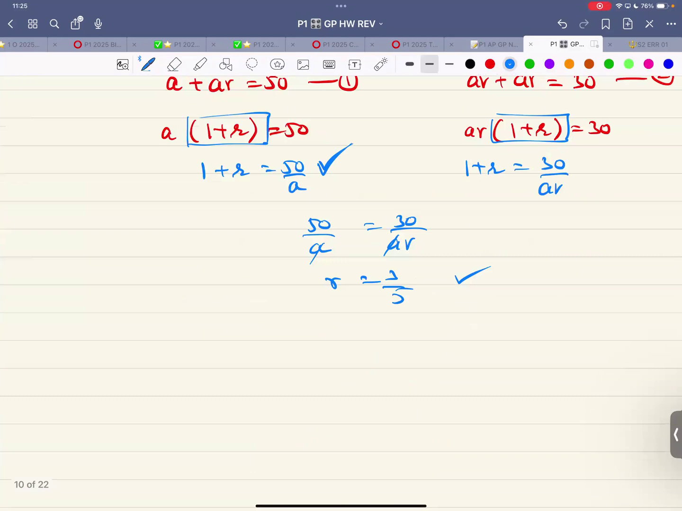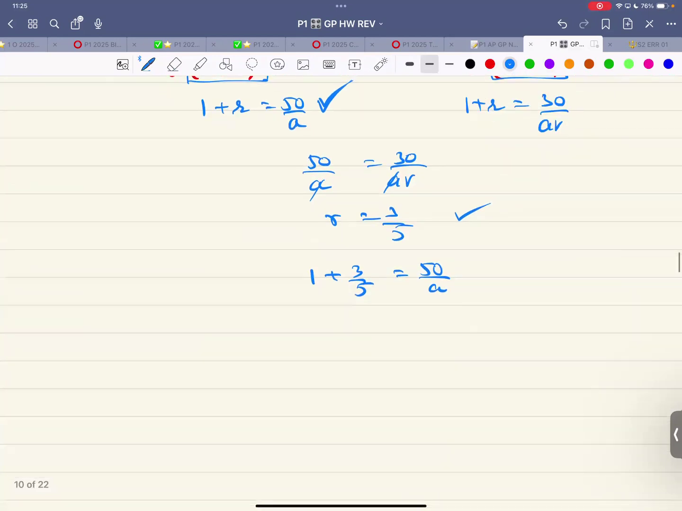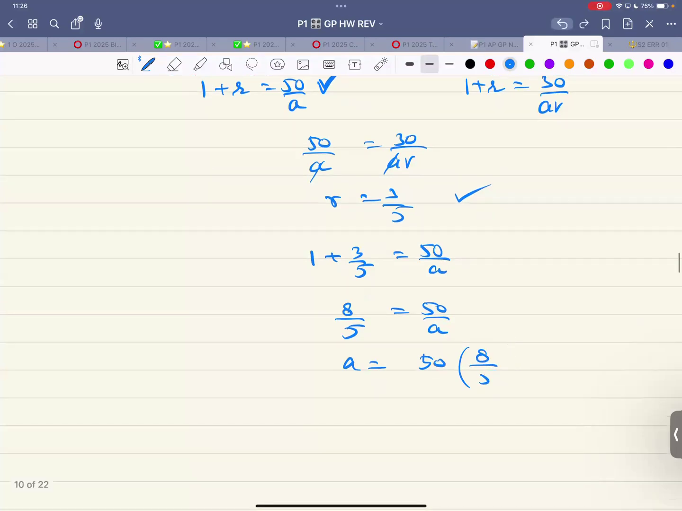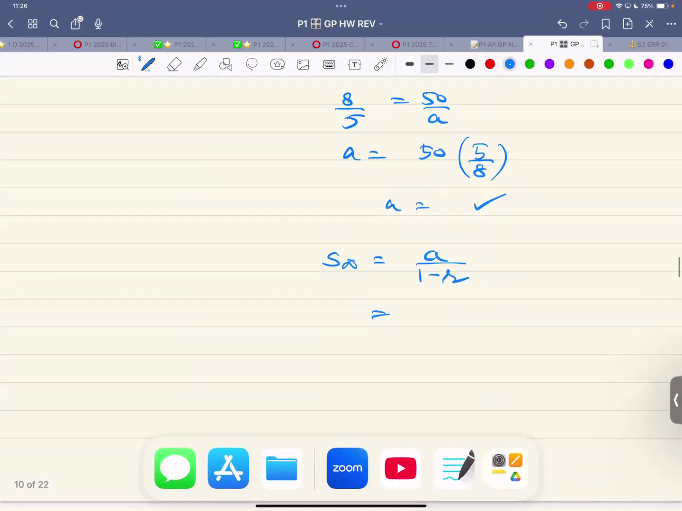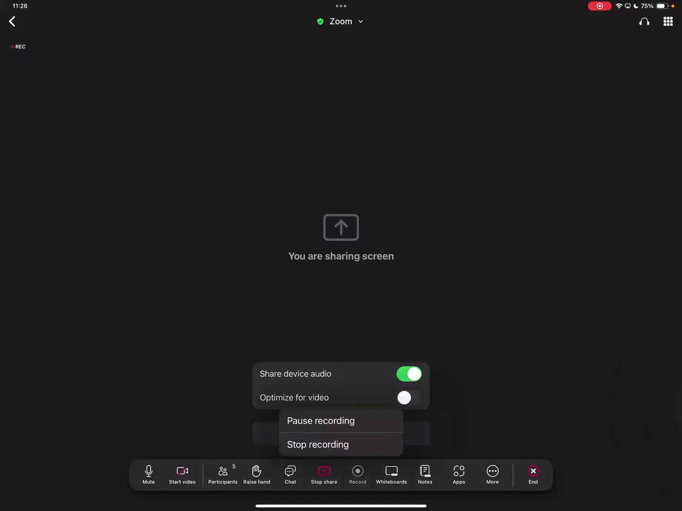So first of all, 1 plus 3/5 is 50 over A. 5 plus 3, 8/5 is 50 over A. Therefore, A is 50 into 5 over 8. This is 5, this is 8. That's the value of A. Once you find the value of A, sum to infinity is A over 1 minus R, and then you can evaluate this. So let me pause till now so that you can first copy it.